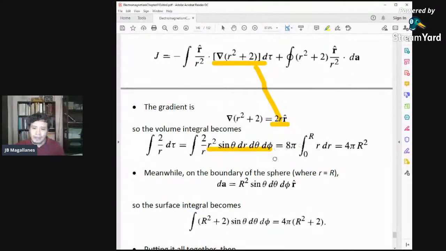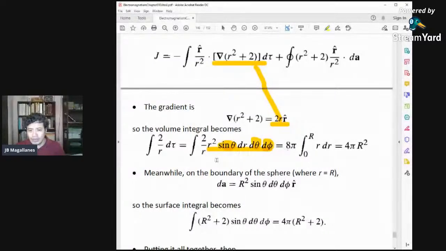And the integral with respect to phi is 0 to 2 pi, which gives you 2 pi. And then the d theta and sine theta, when you integrate that from 0 to pi, that will just give you 2.